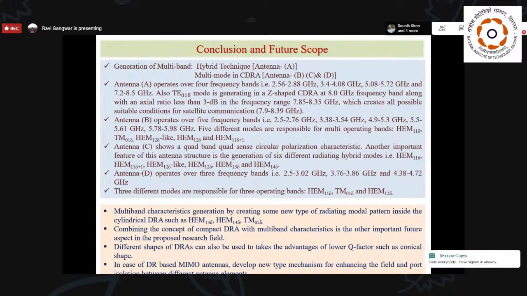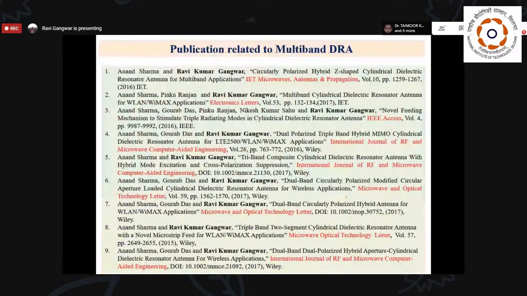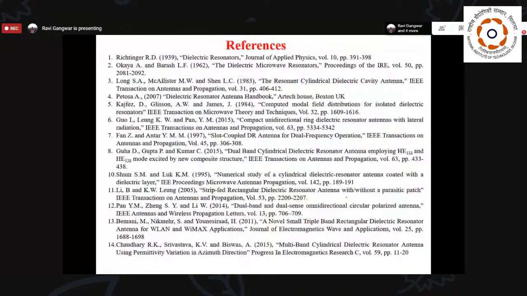I have used completely cylindrical structures. You can go for other shapes where you have the advantage of a lower Q factor, so that you can get a better response. Or you can go for a MIMO structure, where you have a multi-band response. These are the applications related to these papers, these structures which I have shown, and here are the references.